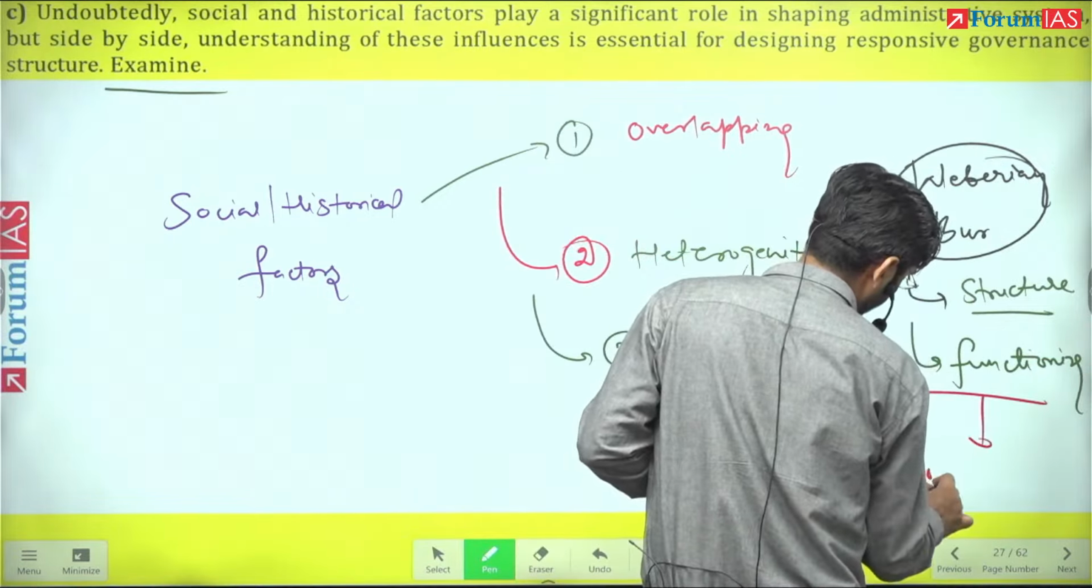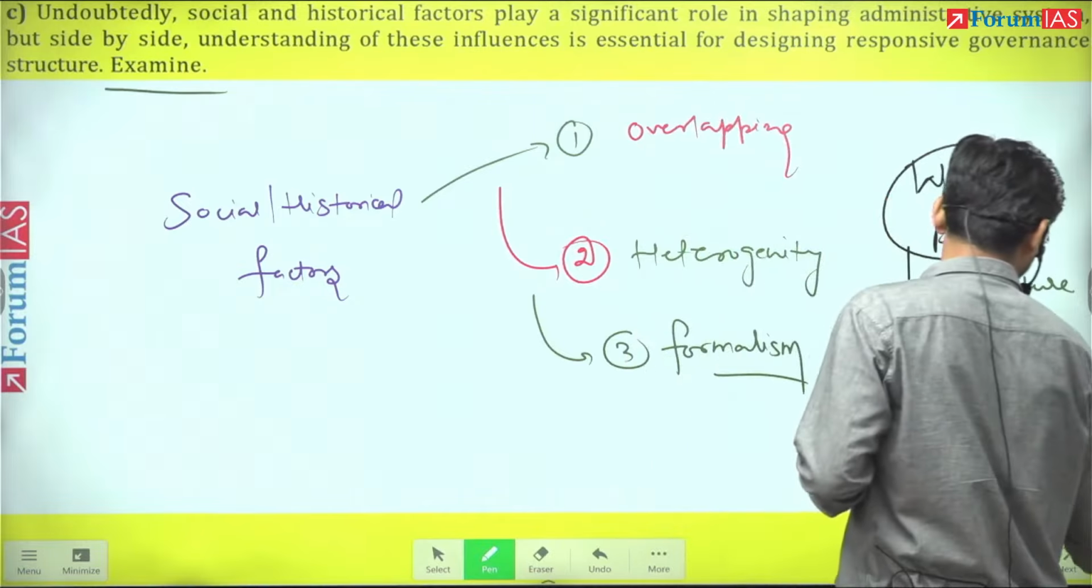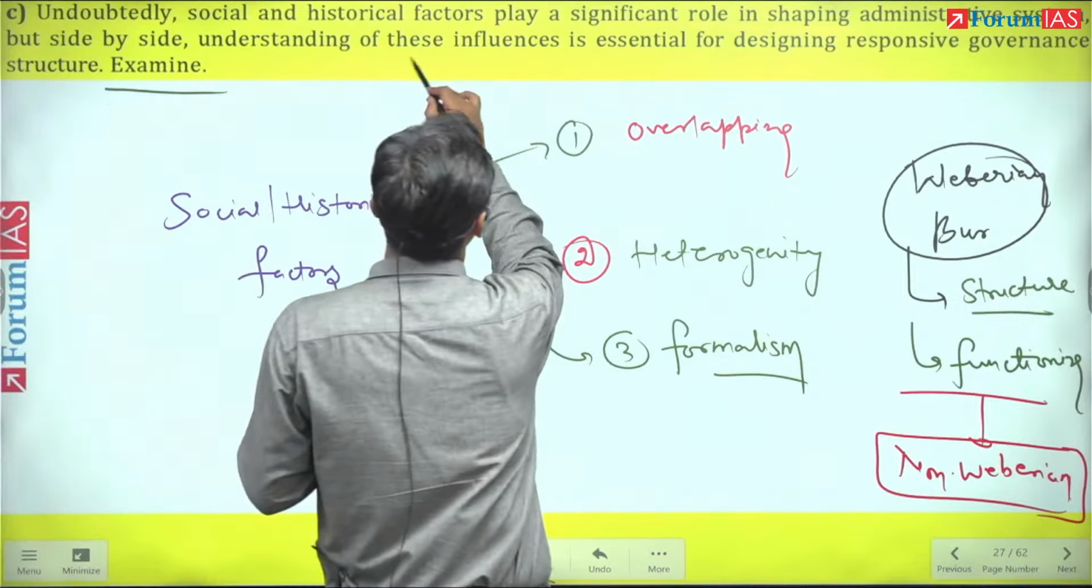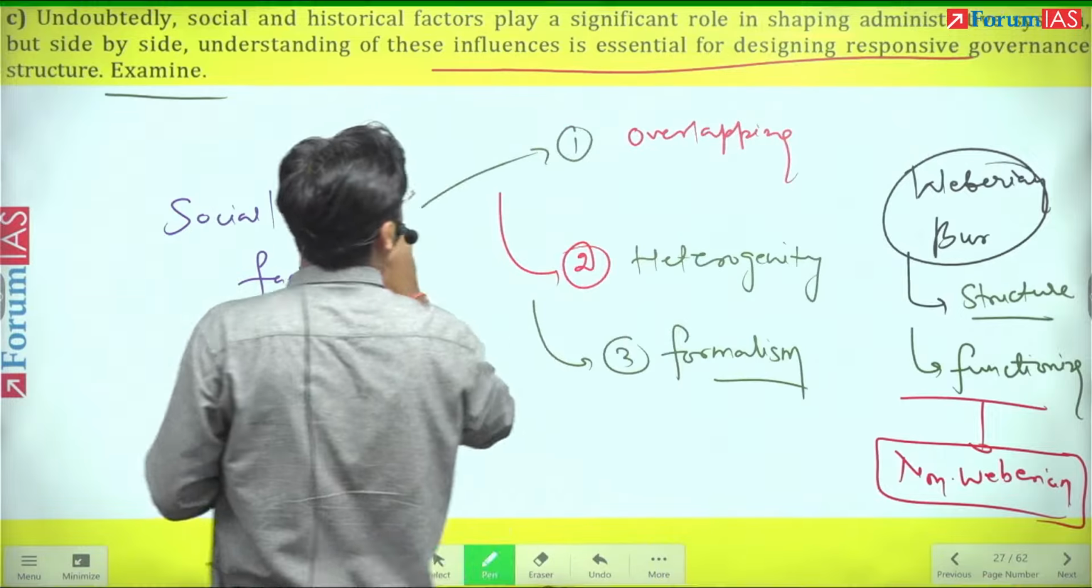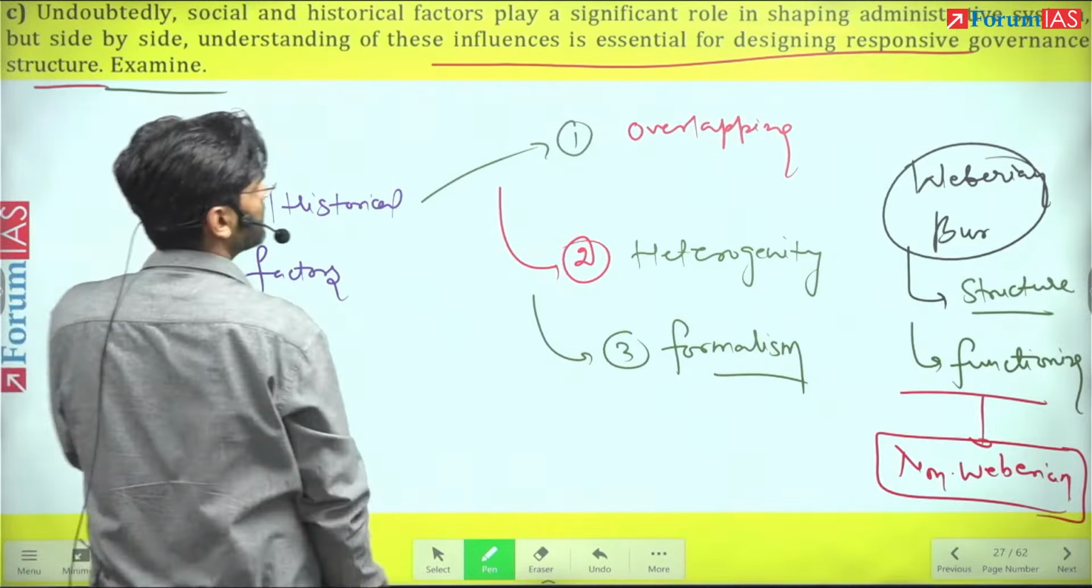In terms of functioning, it is non-Weberian in nature. Right? Now, the question is telling you understanding of these influences is essential for designing a responsive governance structure. See, obviously, we will get to know the reform only when we know the problem. This is one of the biggest contributions of Fred W. Riggs. He may not have given us much of an answer, but he has shown us lots of problems when studying the developing countries.